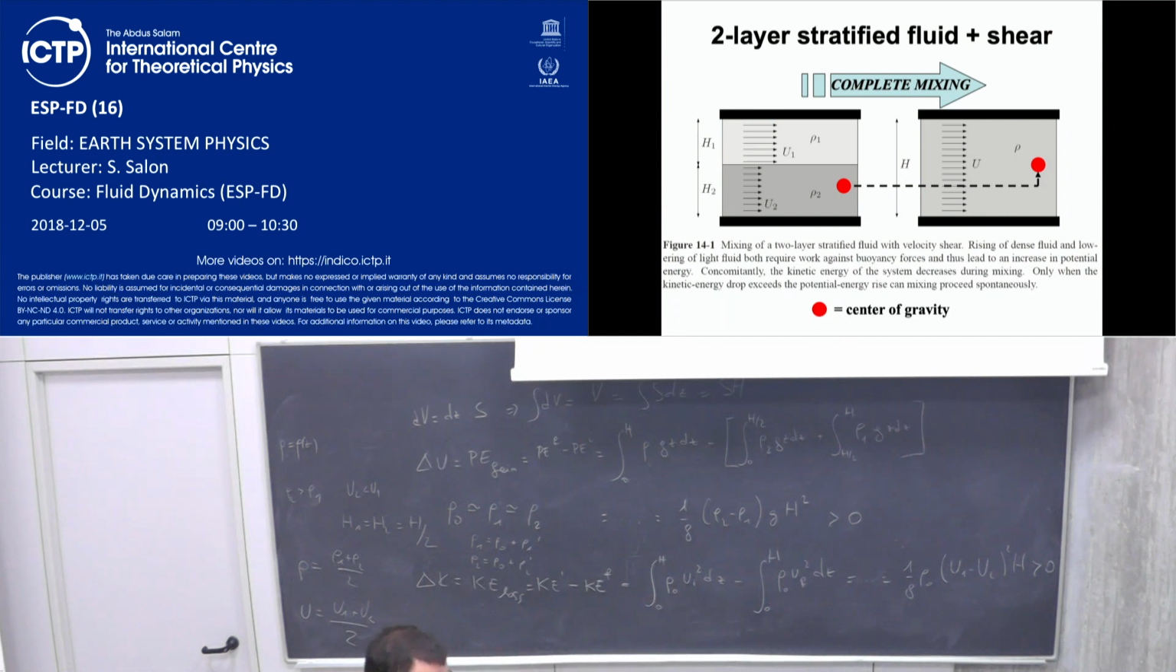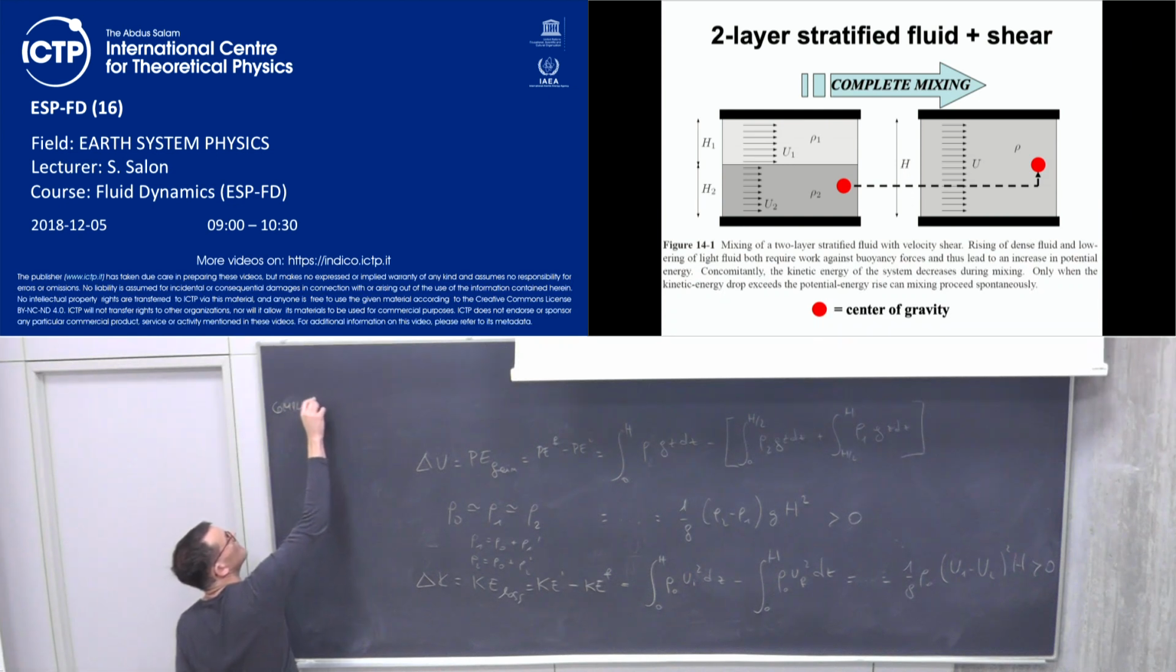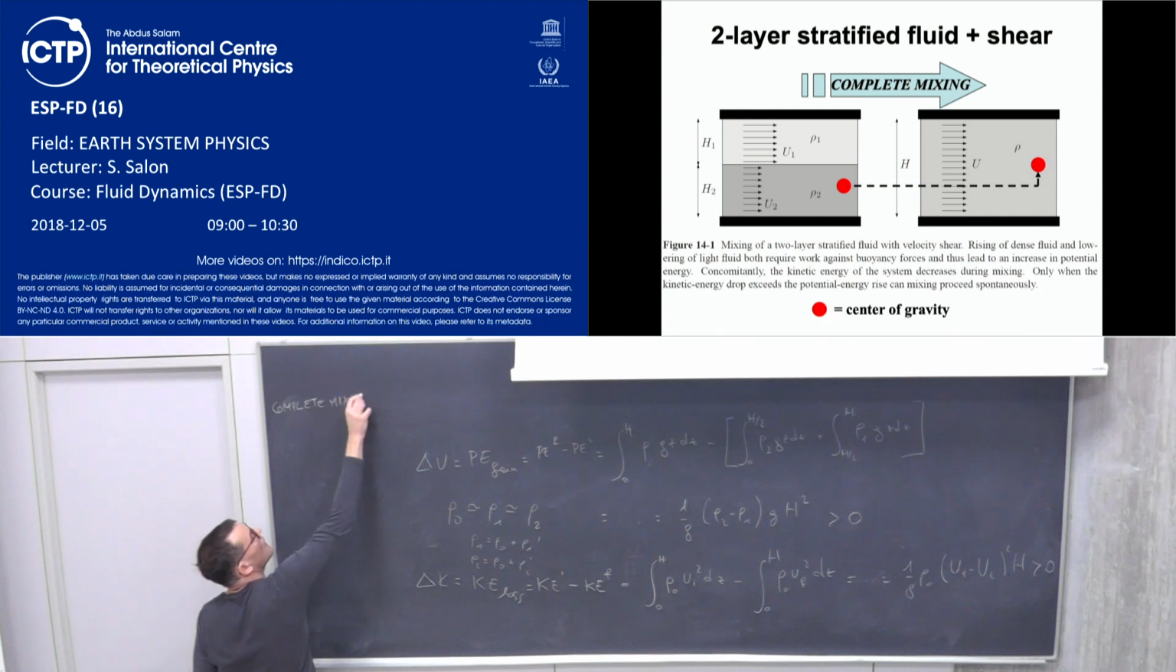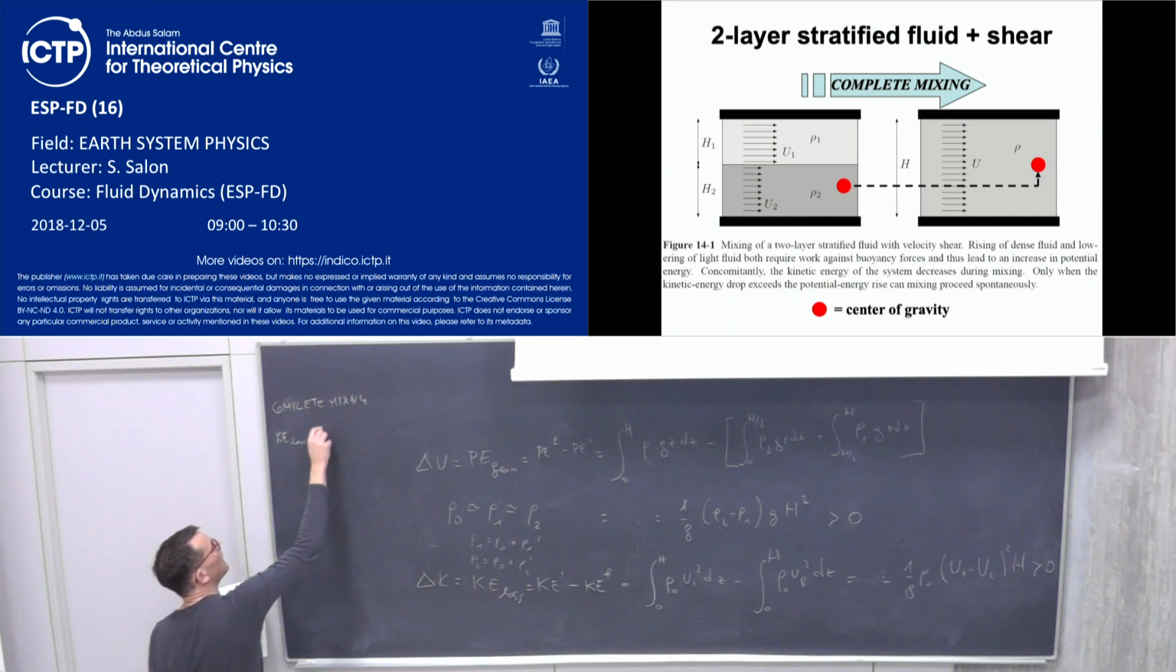Wow, very interesting. So what we obtained now is something that can help us to define that we have complete mixing, as in that example, when the loss of kinetic energy will be larger than the gain of potential energy.